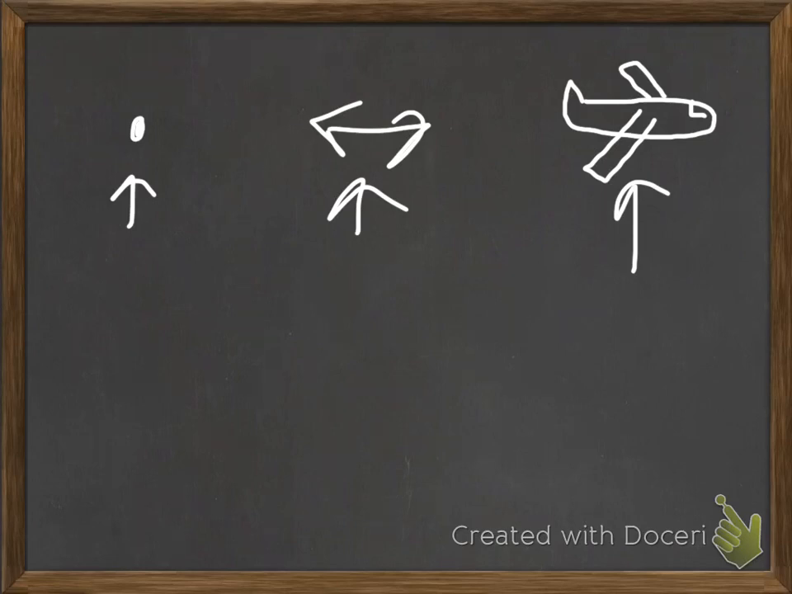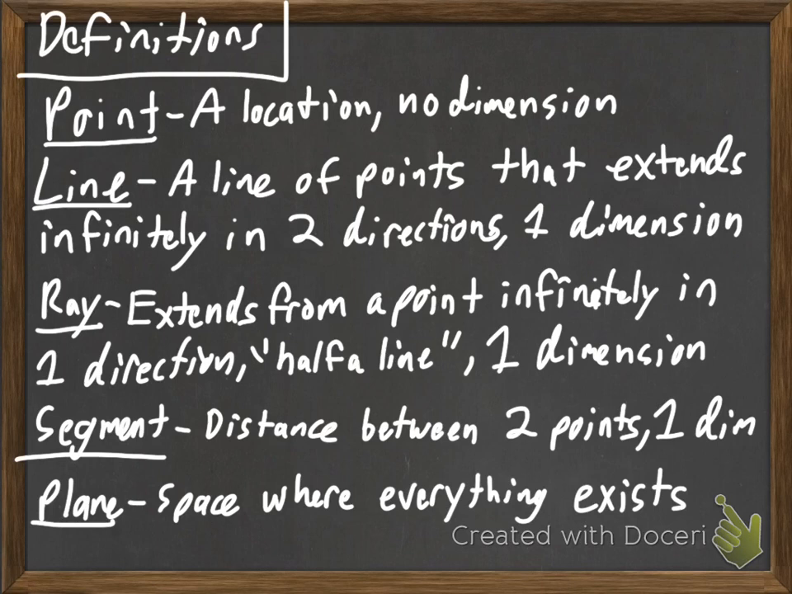So, for real, let's get some definitions going. There's several definitions here, so I'll just go over them. A point is a location. A point has no dimension to it at all. Zero dimension. It just tells you where something is.